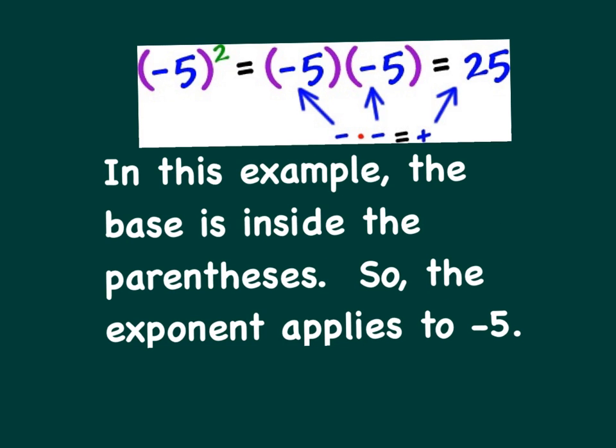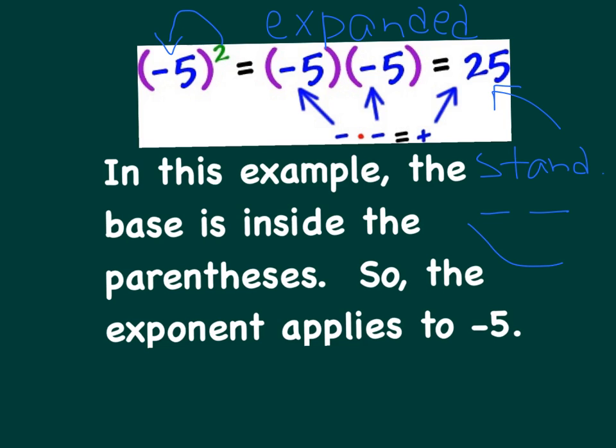In this example, we have a base, and the base has a negative number. The negative 5 is surrounded by parentheses, so that means that the exponent of 2 is applied to the negative 5, meaning that in expanded form, we have negative 5 times negative 5. And then in standard form, we just have the product of negative 5 times negative 5, which is positive 25. So remember, 2 negatives equal a positive. In this example, the base is inside the parentheses, so the exponent applies to negative 5.